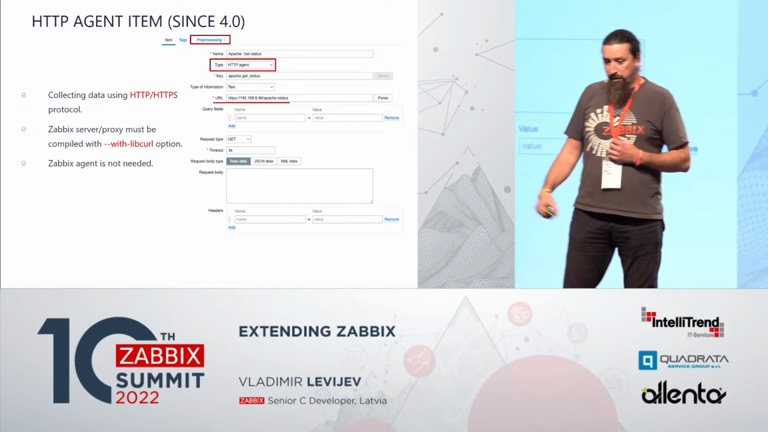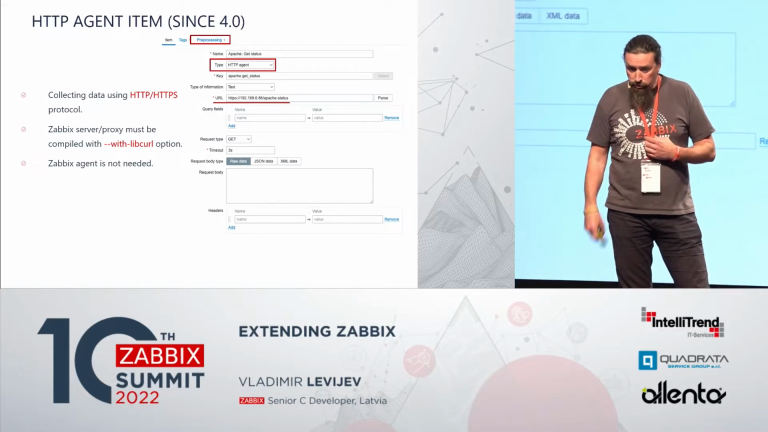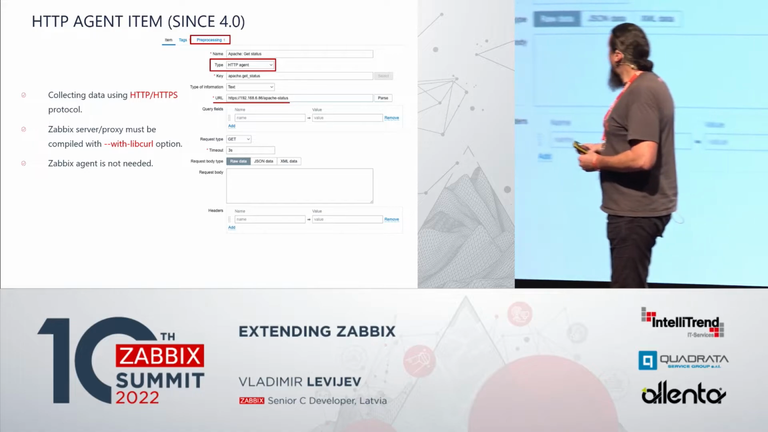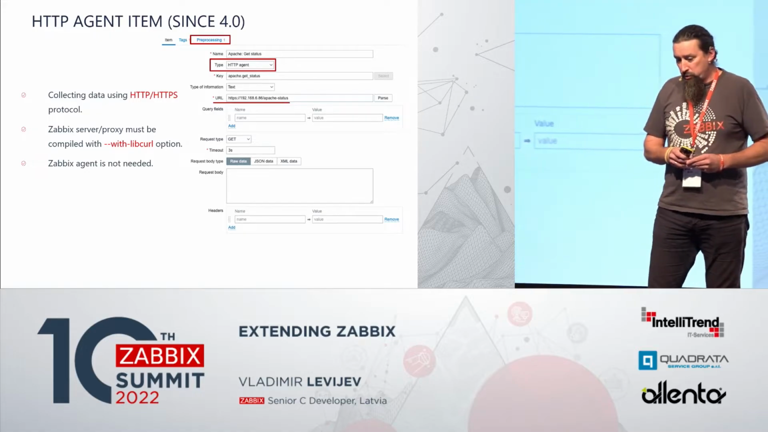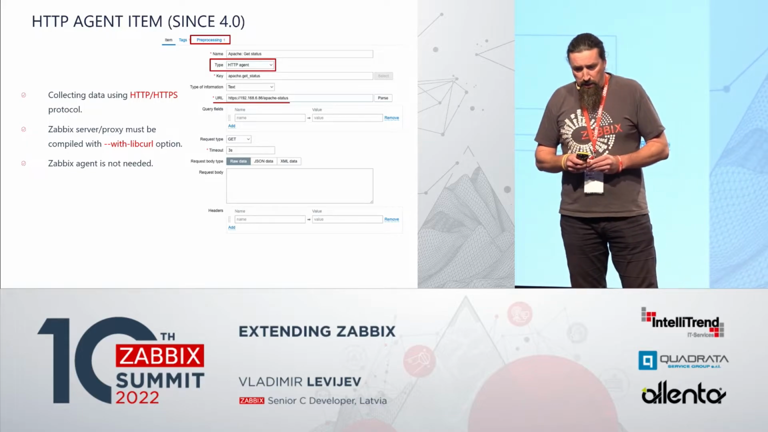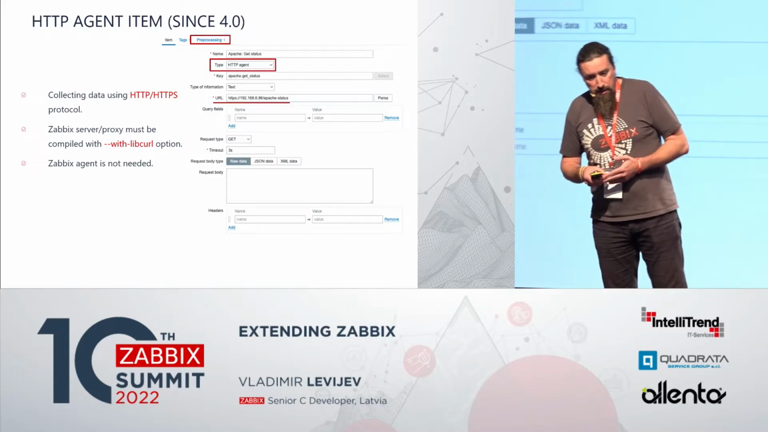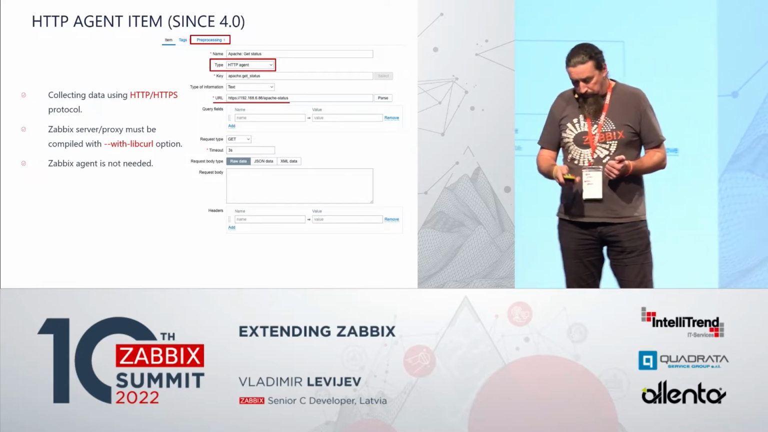You click create item and choose type HTTP agent, you specify the URL to talk to, and there are a lot of parameters in this form. We couldn't fit them all in: specifying the headers, specifying whether you need to fetch the headers, you can specify SSL options, basic authentication, and so forth.